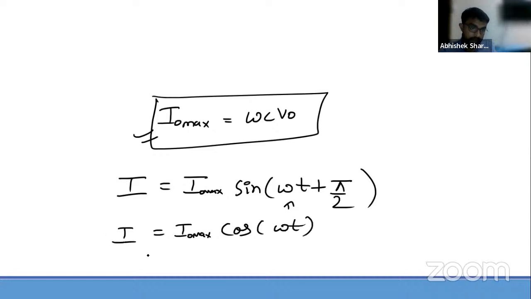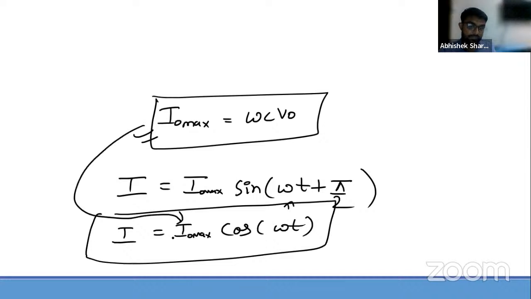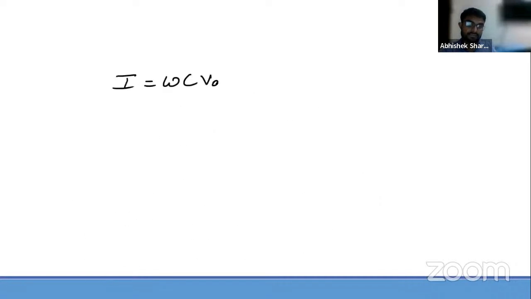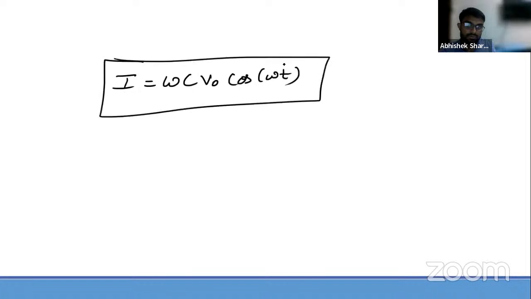So I will use this. Okay. So from here, if I put this value, I get I comes out to be omega C V naught cos omega t. Okay, so if we see the equations, this is our answer, by the way. This is our answer.